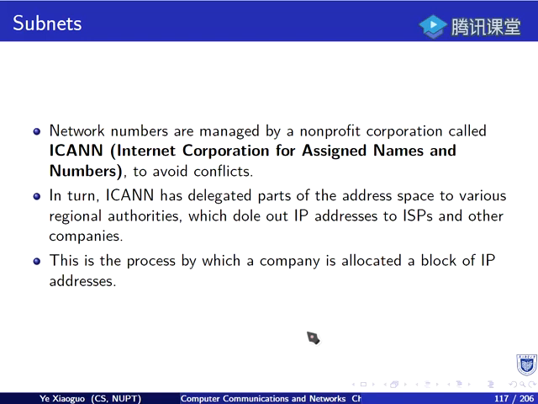Network numbers are managed by a non-profit corporation called ICANN to avoid conflicts. In turn, ICANN has delegated parts of the address space to various regional authorities, while routing out IP addresses to ISPs and other companies. This is the process by which a company is allocated a block of IP addresses.